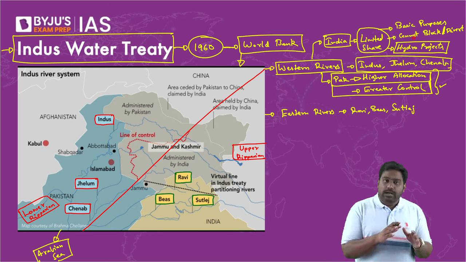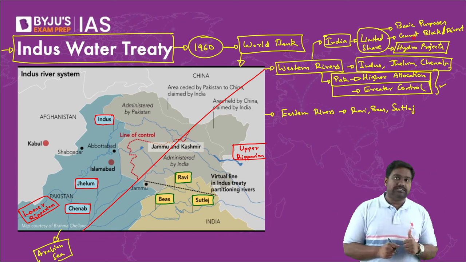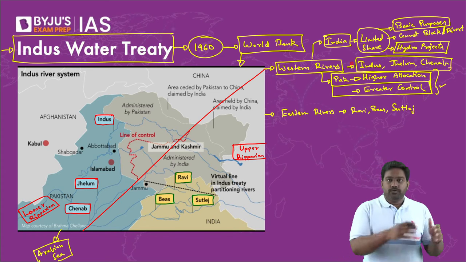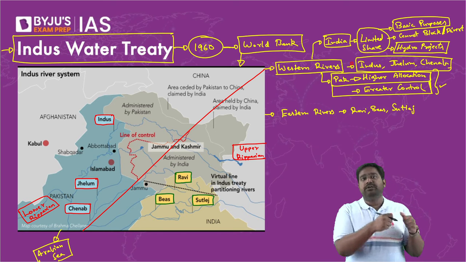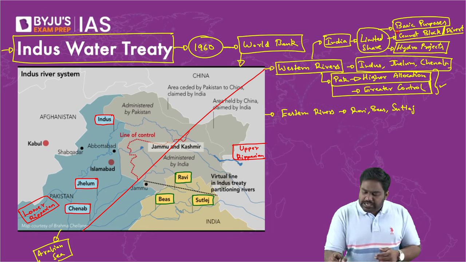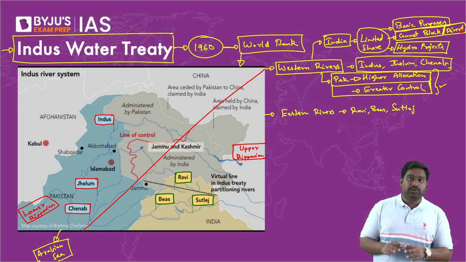India can build hydro plants to generate electricity, ensure we are not diverting or blocking it, and release the water back into Pakistan. So this will not only maintain ecological flow to meet ecological needs, it will also help in fisheries, in navigation, and provide enough water to Pakistan for irrigation, for drinking, and for all other purposes. So we have a limited share and limited control over these rivers.